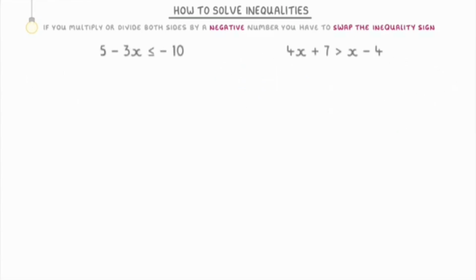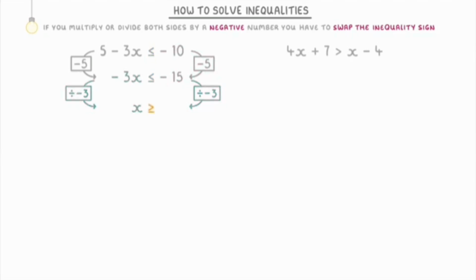Let's try a couple more. For this first one, there are 2 different ways that you could do it. One is to subtract 5 from both sides to get minus 3x is less than or equal to -15, and then divide both sides by -3 to find that x is more than or equal to 5. And if you didn't notice, we swapped our inequality sign around here because we were dividing by a negative number.